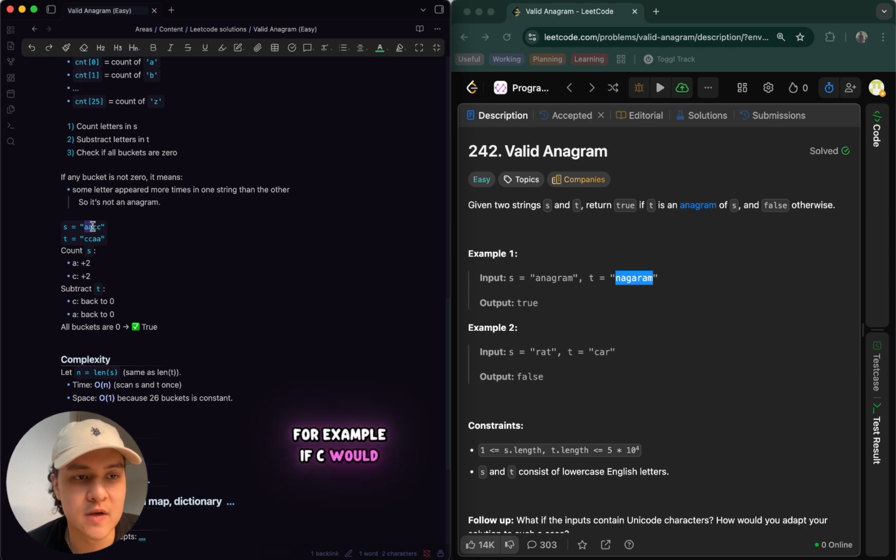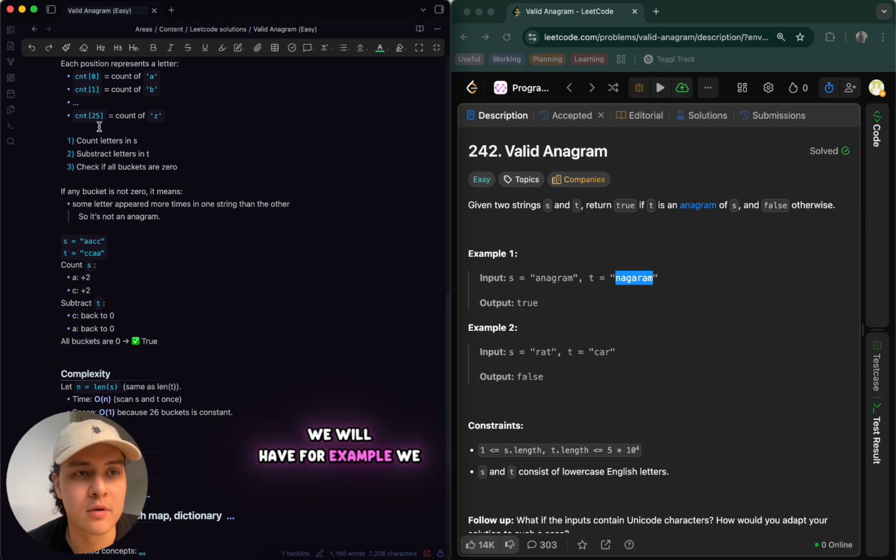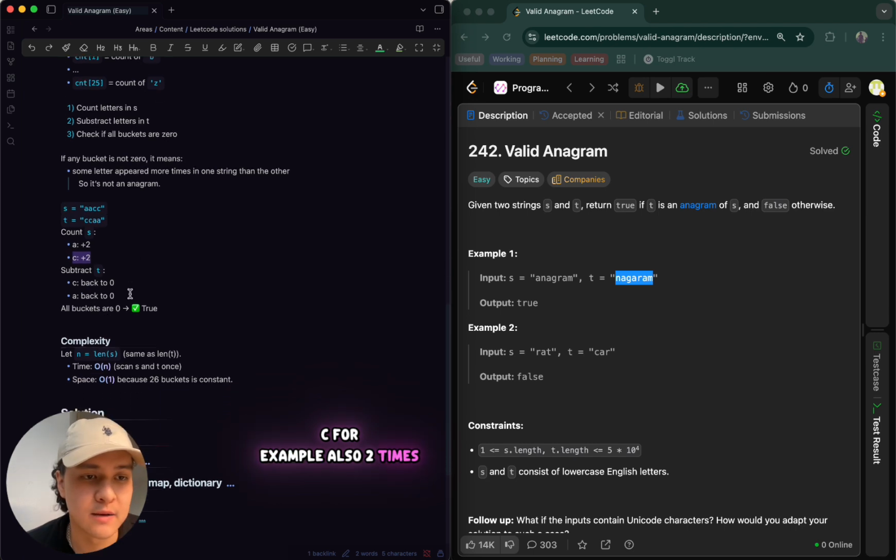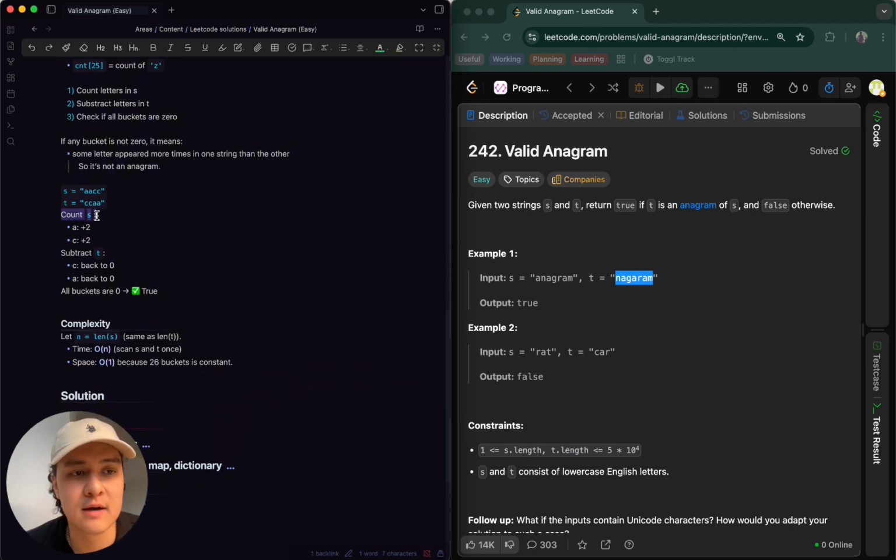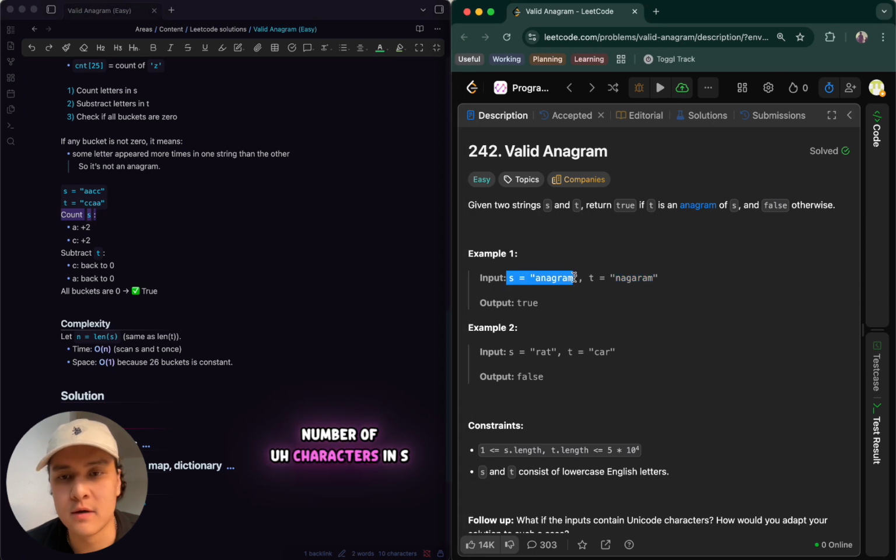For example, if C will be AACC and T will be CCAA, we will just count S. By counting in the list, for example, A appeared once, we will increment it by 1, and if we see A one more time, we will also increment it, and A will have 2 times. C, for example, also 2 times. And then after counting the number of characters in S, we will just subtract the number of characters in T.